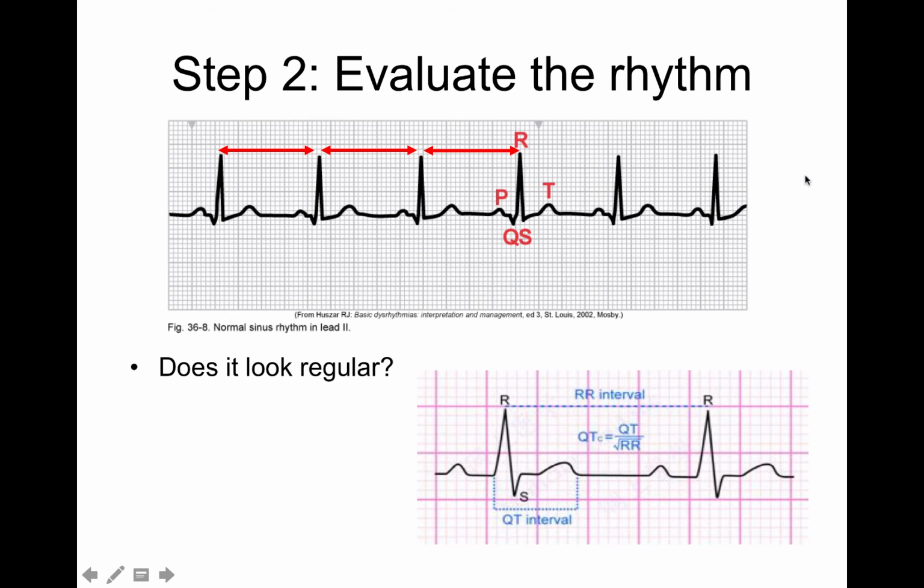So when we talk about whether a rhythm is regular versus irregular, it means whether the distance between this R wave and that R wave is consistent throughout the rhythm, or does it vary? If you have any variances, then we're going to talk about rhythms such as atrial fibrillation, a premature atrial contraction, as well as a premature ventricular contraction, where you're going to see some irregularities between the R waves.